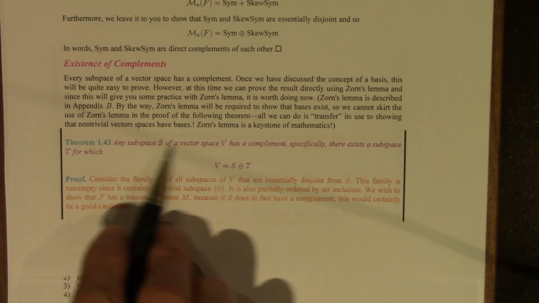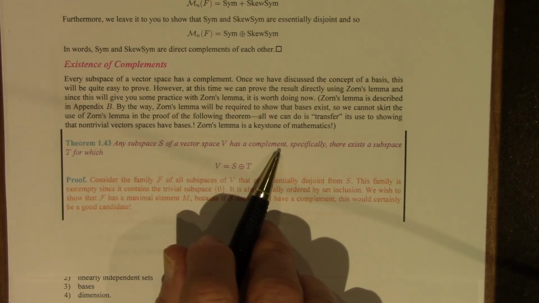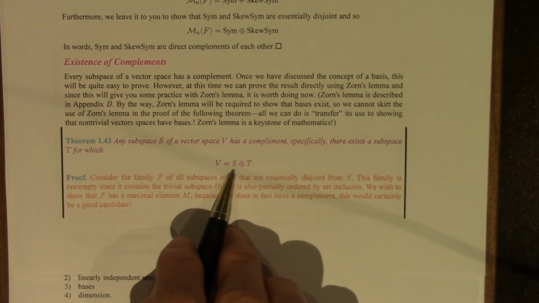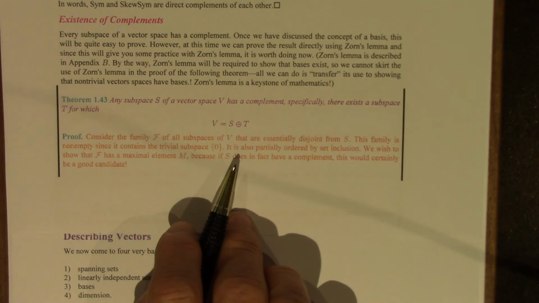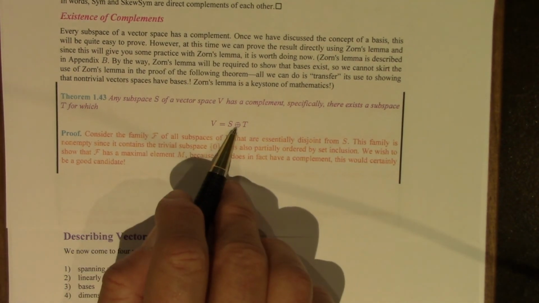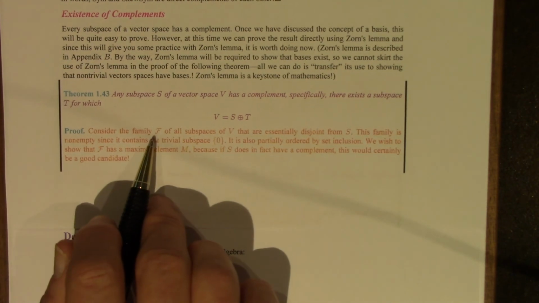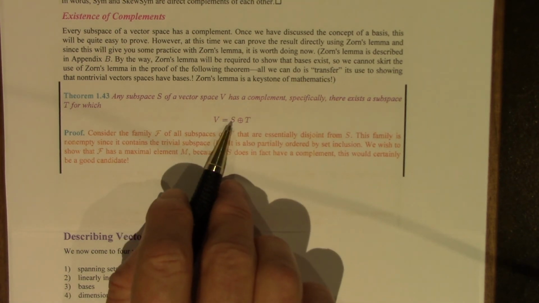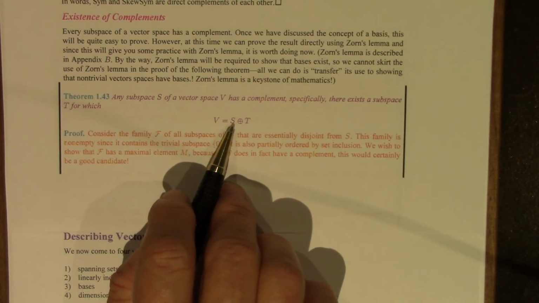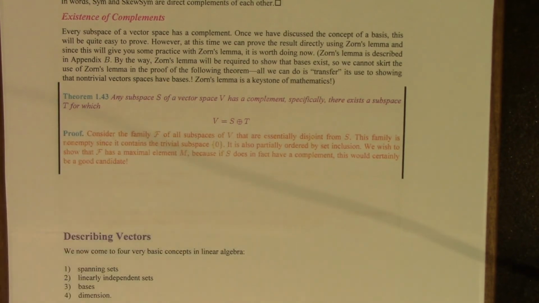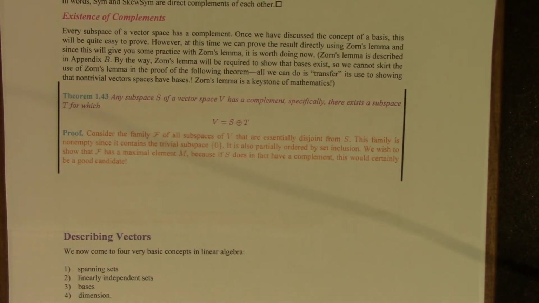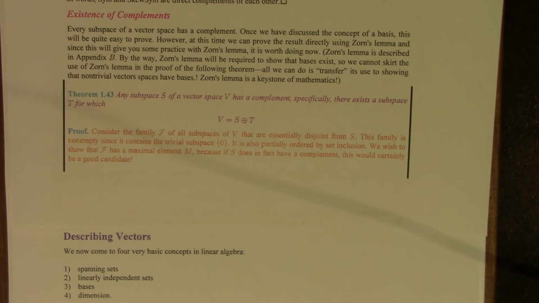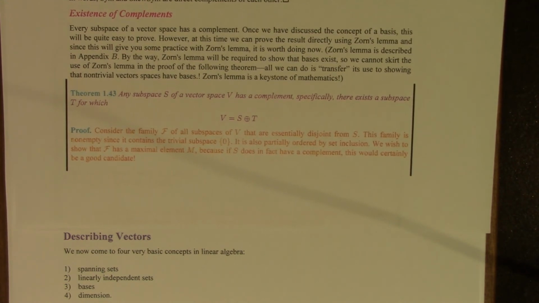Any subspace S of a vector space V has a complement. Specifically, there exists a subspace T for which V is the direct sum of S and T. Now, for this proof, we will consider the family of all subspaces of V that are essentially disjoint from S, because T is essentially disjoint from S, if it exists, so that it will be found in this family. So that's the family of subspaces that we need to study.